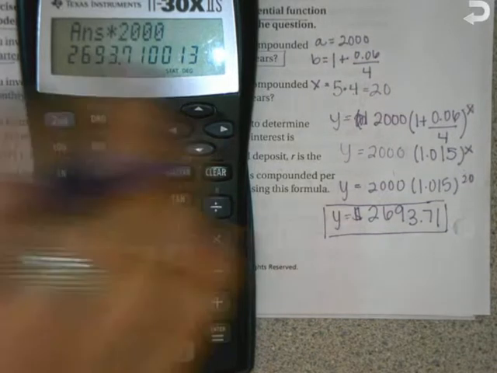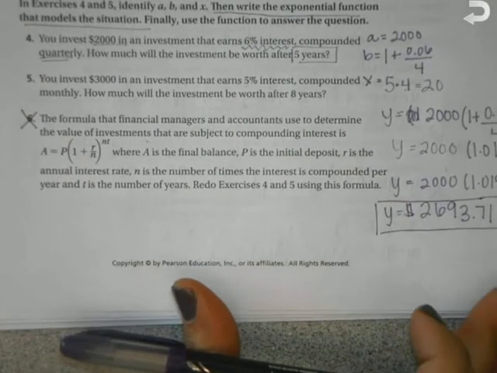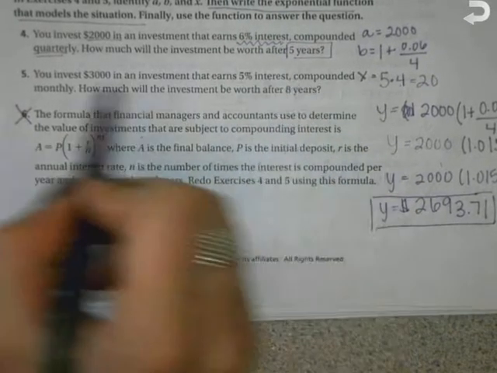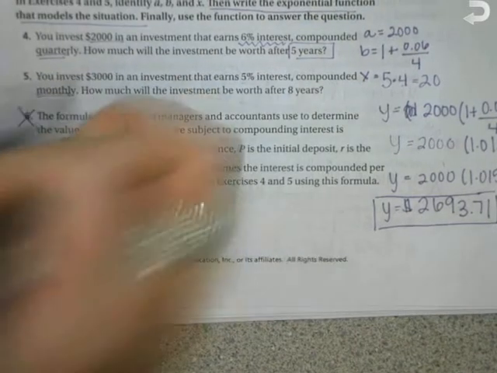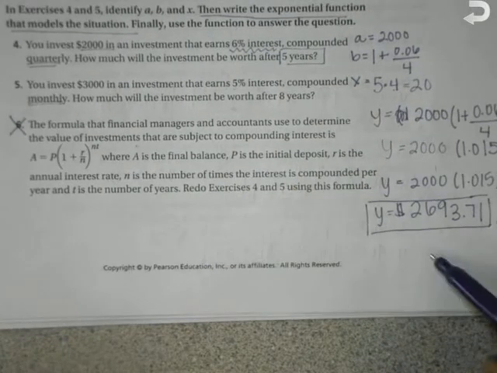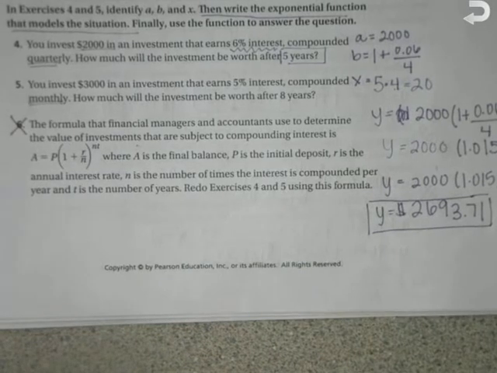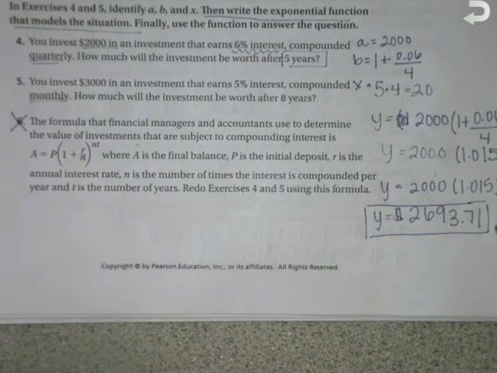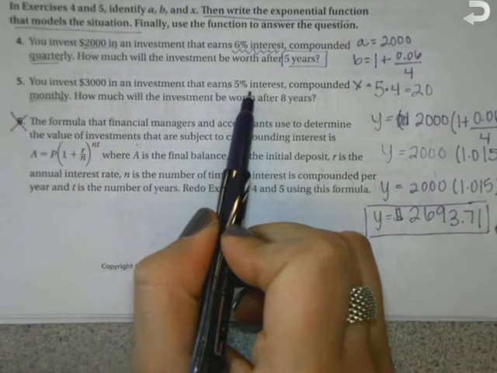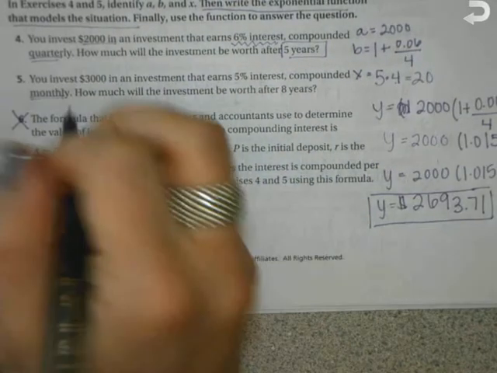So what I want you guys to do is try problem 5. In problem 5, you're compounding monthly. So how many times are you actually compounding in 1 year? 12, okay? So do number 5, follow exactly what I did in number 4. Since we're skipping 6, you can do all your work below. I know it's a little squished, but just make do. So number 5 says that you invest $3,000 in an investment that earns 5% interest compounded monthly. How much will the investment be worth after 8 years? So I'm going to do number 5 down here.